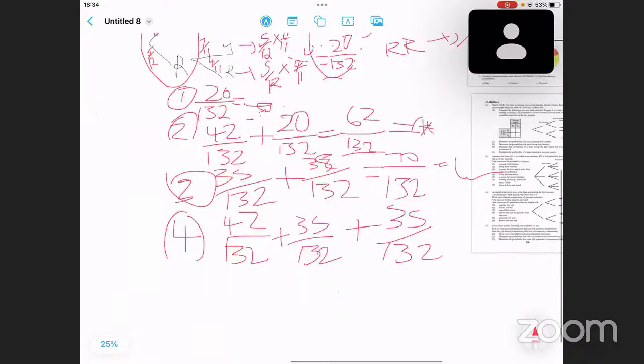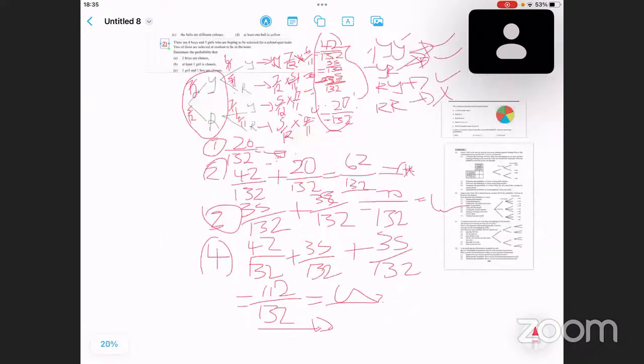And then we're going to have, how much is it? What is 42 plus 70? Is it 112? Yes, ma'am. 112 divided by 132. And then if you like to simplify, this is where you simplify your 112 divided by 132. And then this is going to be your answer. Now, do you have any question?